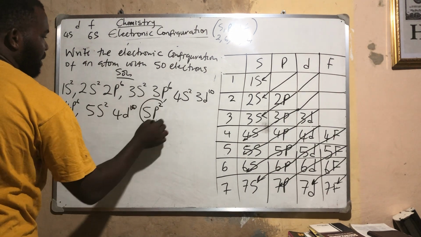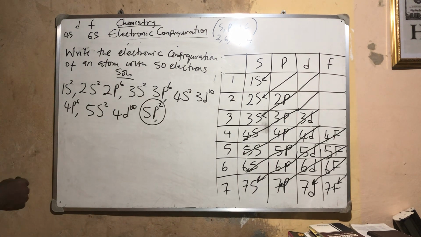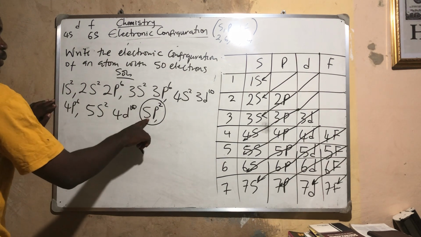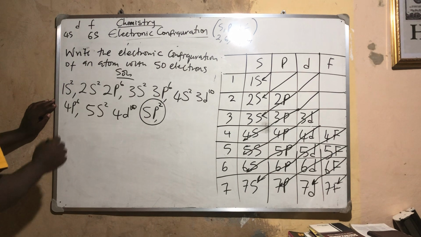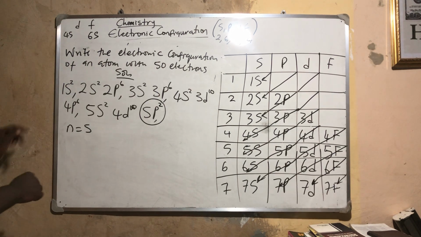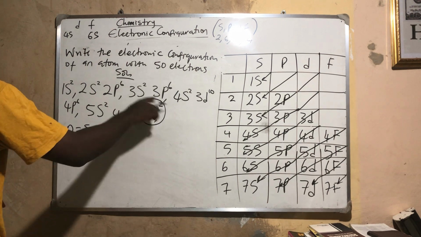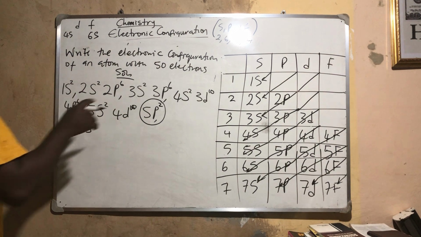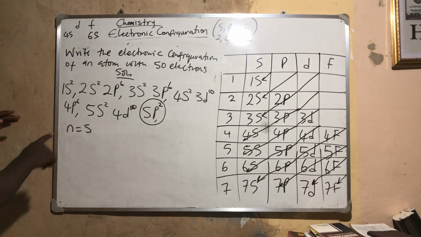Since 50 ends there, we can get all our quantum numbers from the last electron that we are seeing. What do we mean by that? The principal quantum number is always the coefficient of the last one you are seeing. So the principal quantum number n is equal to 5. We want the quantum numbers of this last one. Are you getting that?